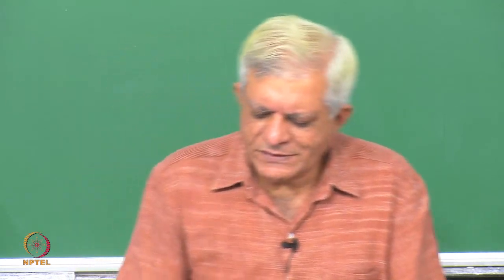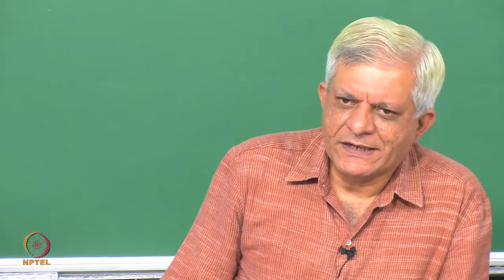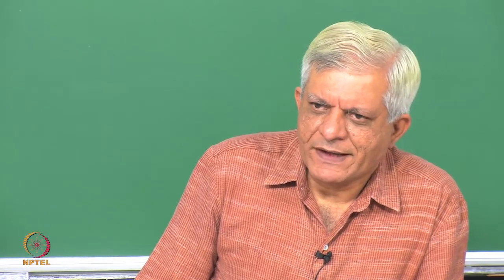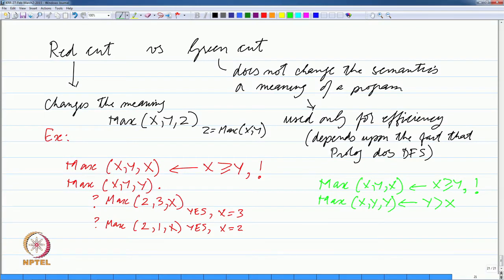So, it looks on the surface that both these programs are identical, except that the program in the green has one extra test, which is that it will only say that y is max if it knows that y is greater than x. The program in the red will say y is max if it knows that x is not the max, essentially in some sense.